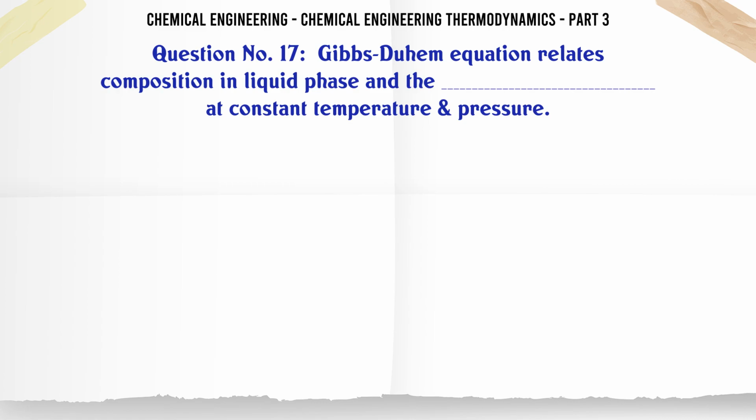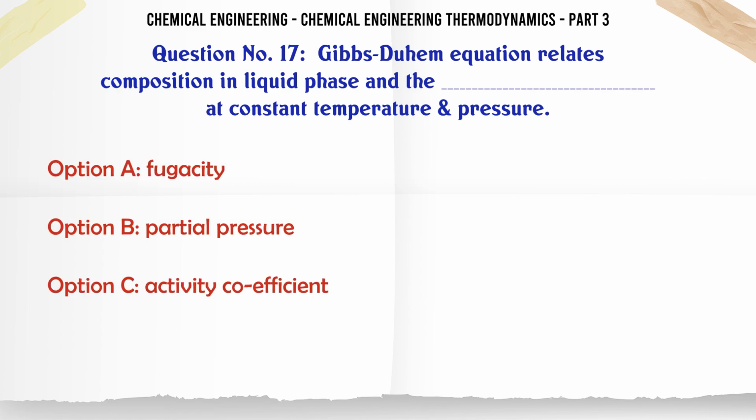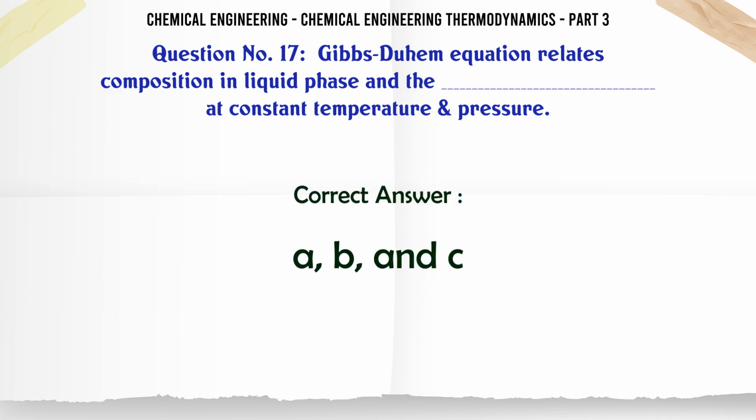Gibbs-Duhem equation relates composition in liquid phase and the at constant temperature and pressure: A. Fugacity. B. Partial pressure. C. Activity coefficient. D. A, B, and C. The correct answer is A, B, and C.